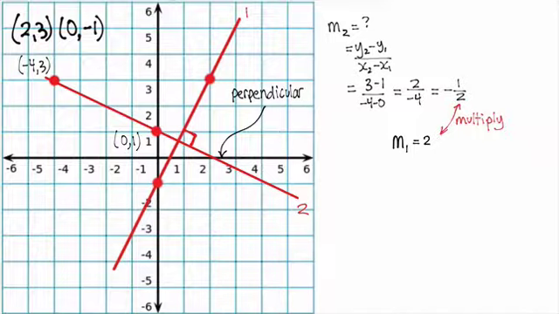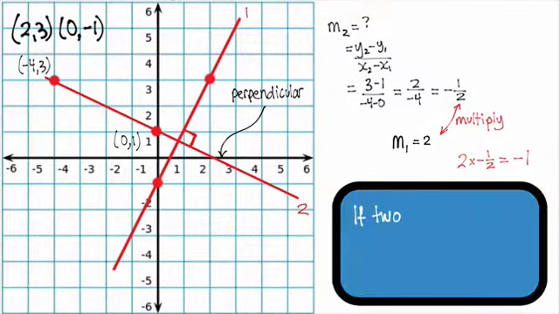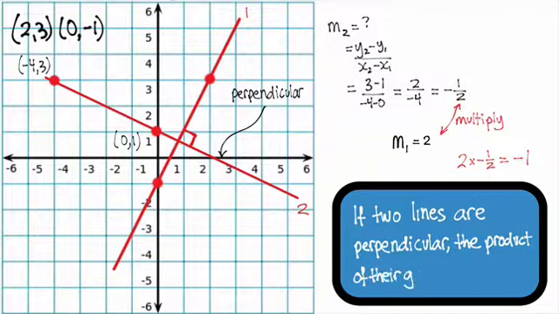Now, if I multiply these 2 gradients together, I get a value of negative 1. 2 times negative a half gives me negative 1. That is our first important point to note. If 2 lines are perpendicular, the product of their gradients is negative 1. In other words, when I multiply them together, I will always get negative 1. So if 2 gradients multiply together to give me negative 1, I know that those lines are perpendicular.